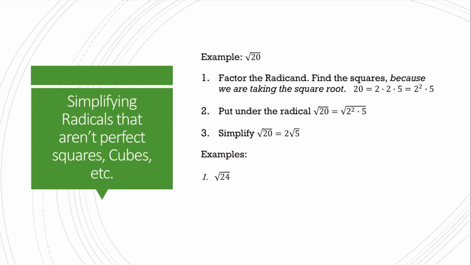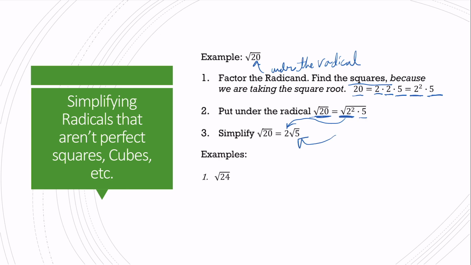So, for example, if I have the square root of 20, we want to factor the radicand. That's what's under the radical. Because we're taking the square root, we want to find the squares. So I know 20 is 2 times 2 times 5, so 2 squared times 5. So I can pull it apart into its factors and rewrite it as the square root of 2 squared times 5. This 2, when we take the square root of 2 squared, comes to the outside, and we're left with a 5 under our radical.